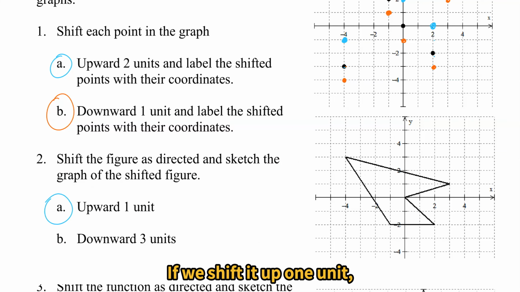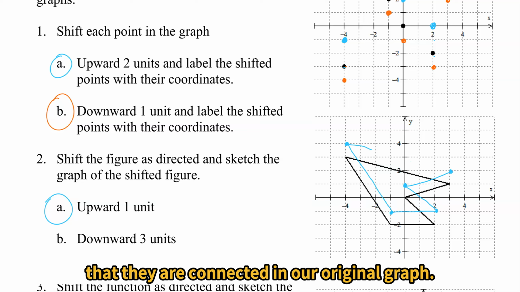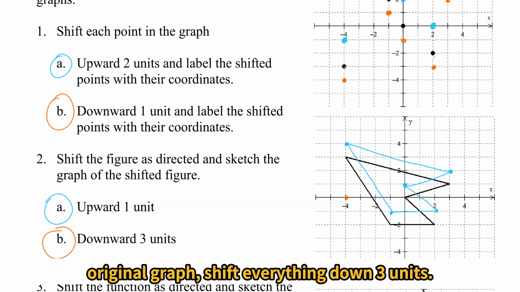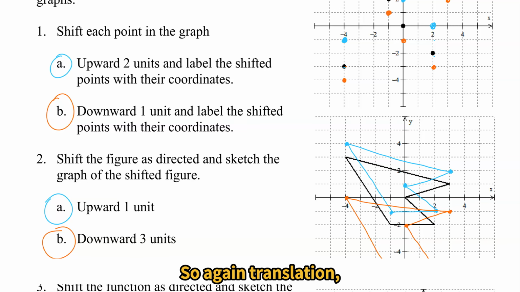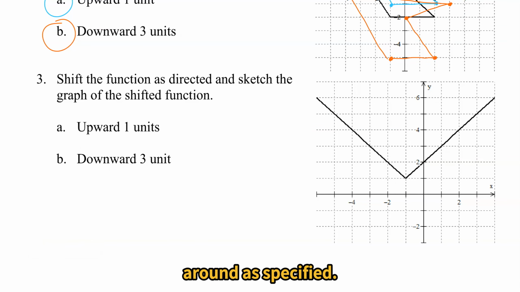If we shift it up 1 unit, we take all of these endpoints, move them up 1 unit, and then we connect the dots in the same pattern that they are connected in our original graph. Similarly, downward 3 units, original graph, shift everything down 3 units, and we connect the dots in the same way as the original shape. So again, translation, we're just picking the graph up and moving it. To start out, we're moving it up or down only. I'll let you try 3 on your own. Let's see if you can move this absolute value function around as specified.